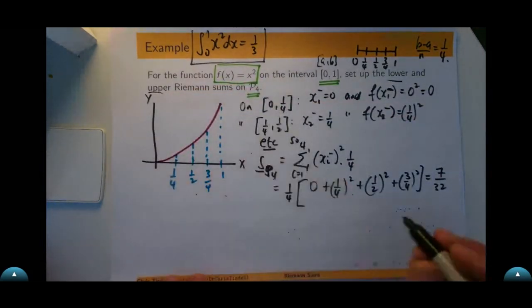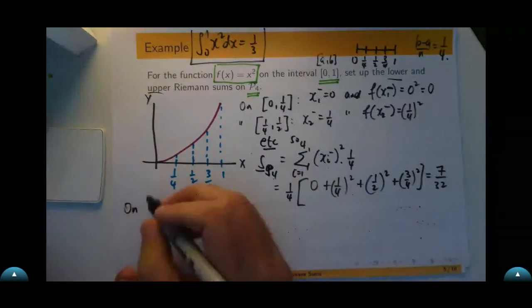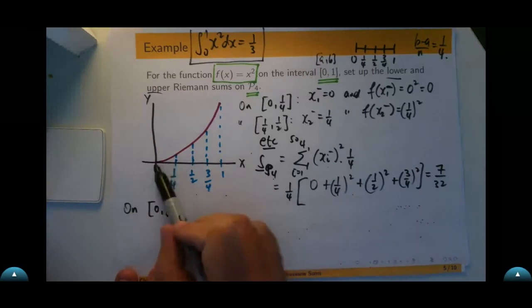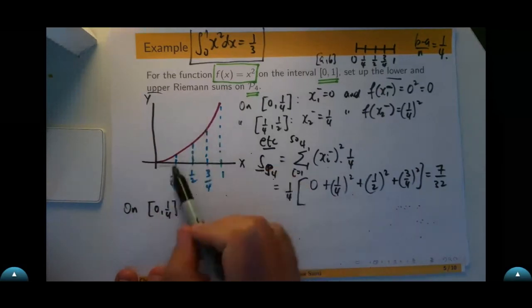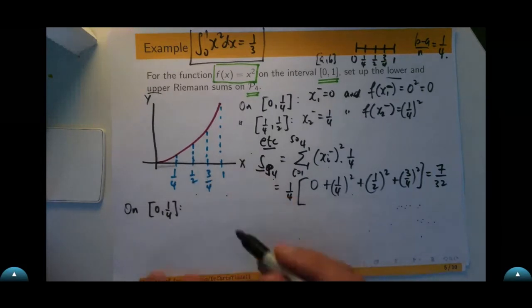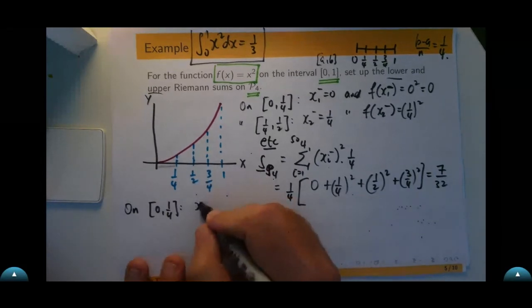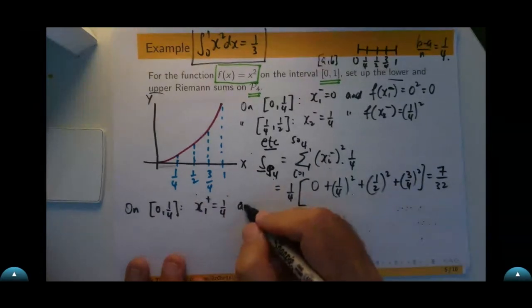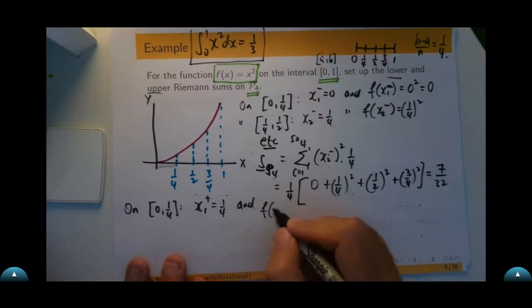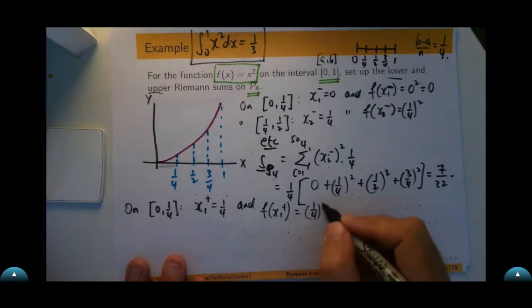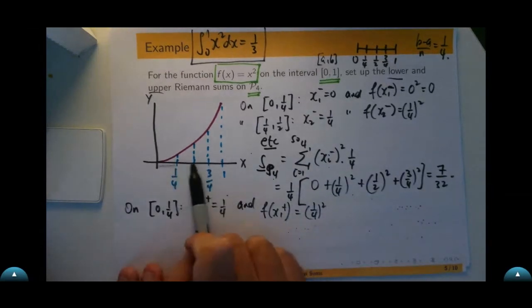Okay, so now we go back to our intervals and we look for the maximum. So who can tell me, on this interval, where does the maximum of our function occur? Who can tell me in the chat? 1/4 is absolutely correct. Okay, so x1 plus equals 1/4. And so f of x1 plus equals 1/4 squared.